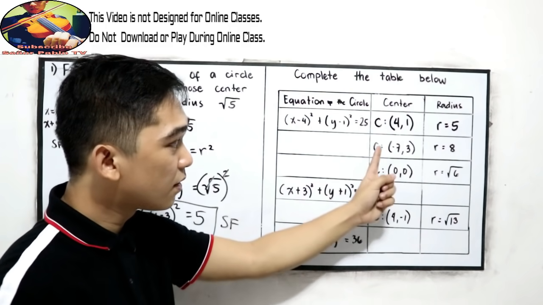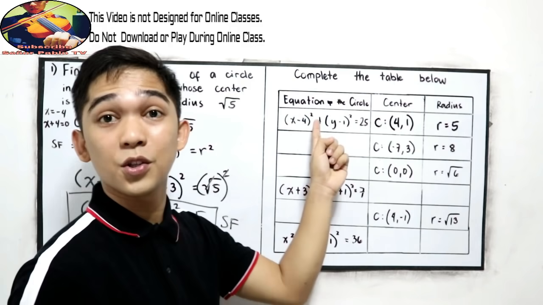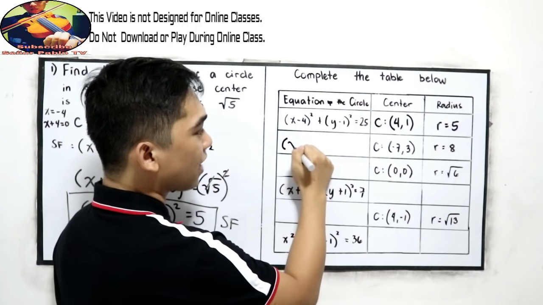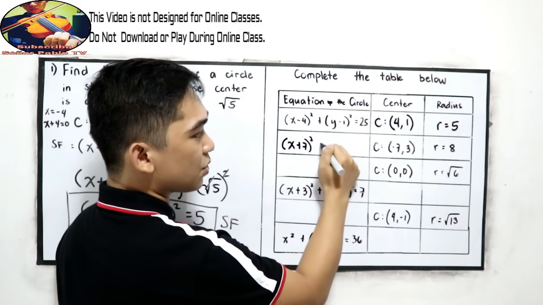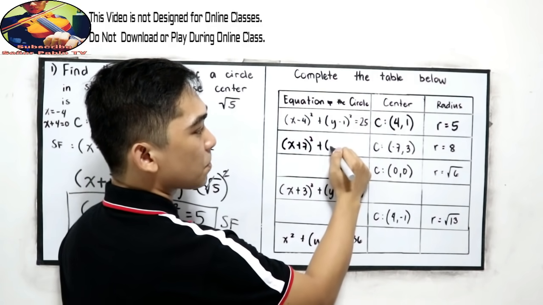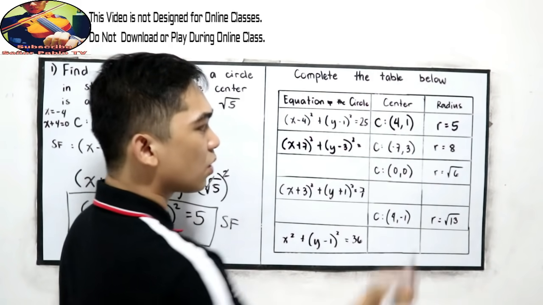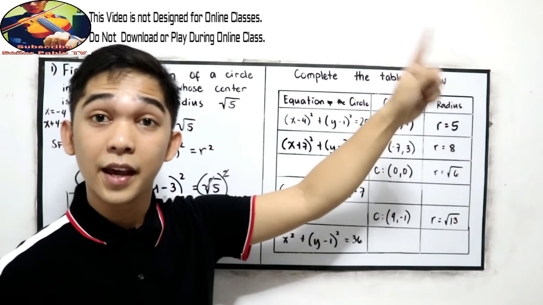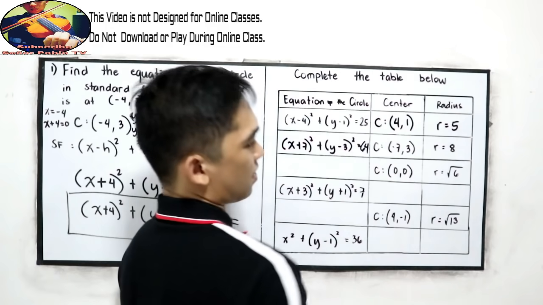Next, given the center and the radius, we're going to find the equation of the circle. So, x, change the sign, plus 7, raised to 2, plus (y minus 3) raised to 2, is equal to 8 squared. This time we're going to square. 8 times 8, 64. Okay.